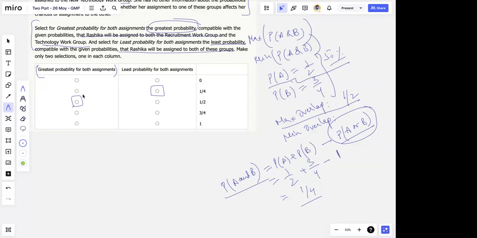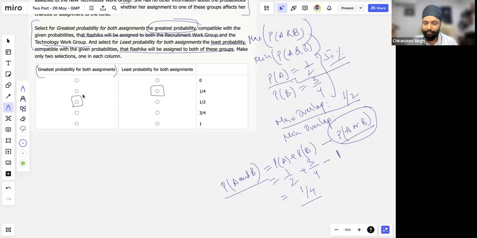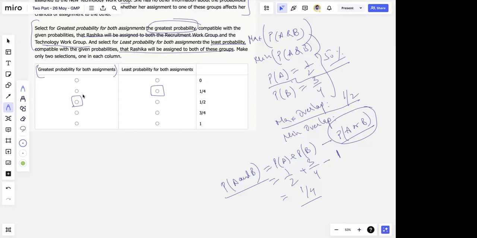From the statement I got the idea that it could be any of the other two as well. There are several work groups, right? So it's not necessary that she will be a part of these two. There could be like 10 groups. So the least probability to be assigned to both should be 0, right? Because she could be assigned to 5 of the 10 and not include these two.